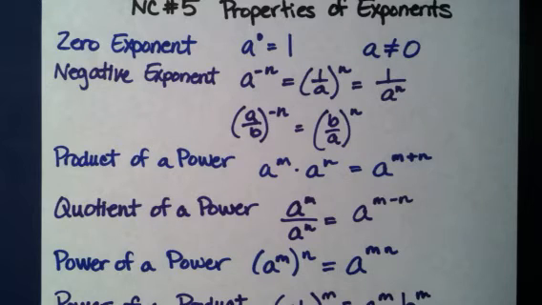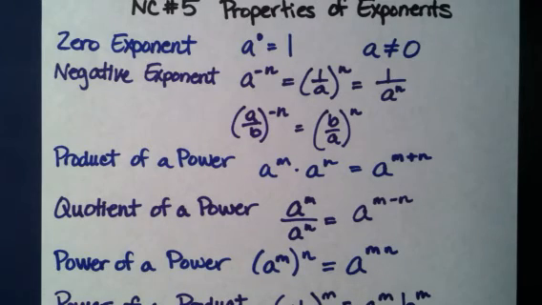The product of a power shows us that if we have the same base, we would add the exponents. So base to the m power times that same base to the n power would be the base number to the m plus n power. The quotient of a power shows that we subtract the exponents when moving them from the denominator into the numerator, or vice versa.